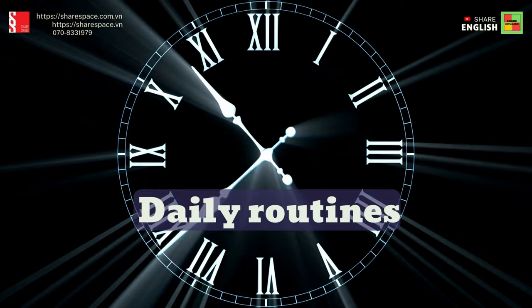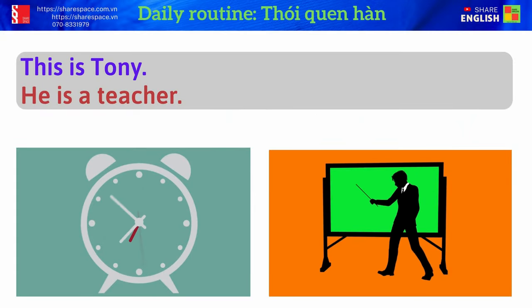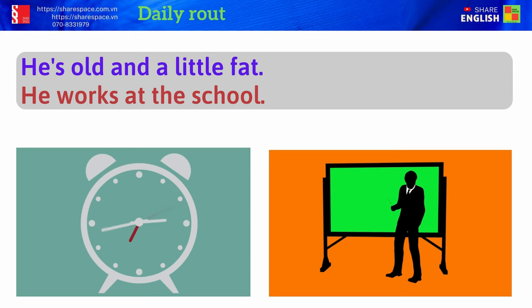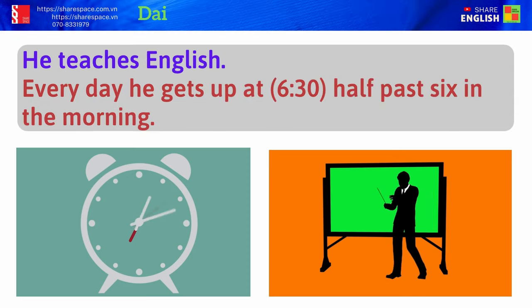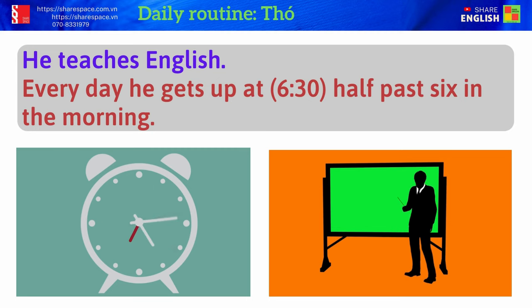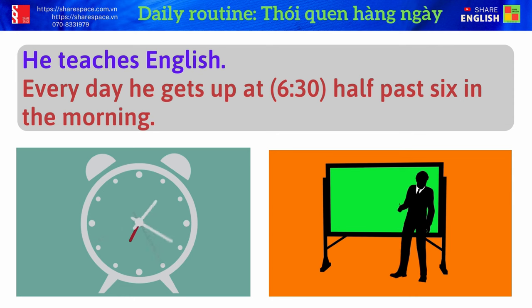Daily Routine 1. This is Tony. He's a teacher. He's old and a little fat. He works at the school. He teaches English. Every day, he gets up at 6:30 in the morning.